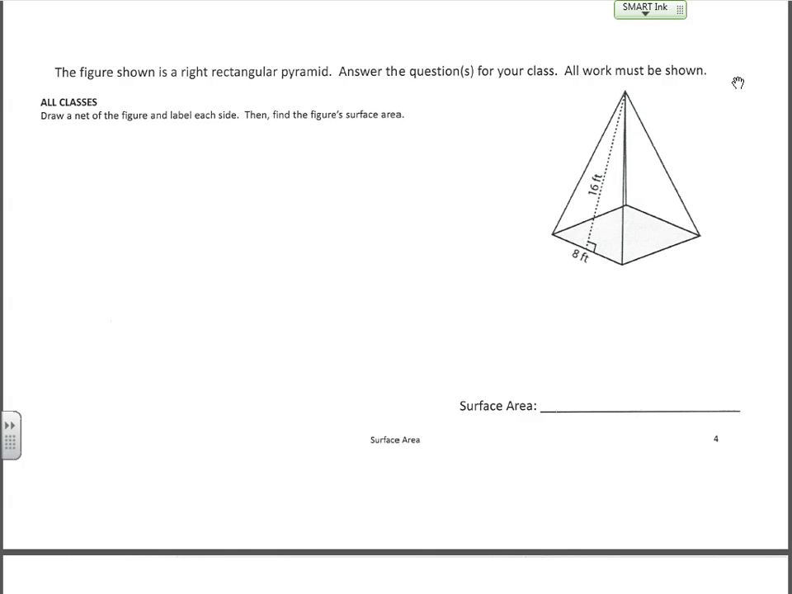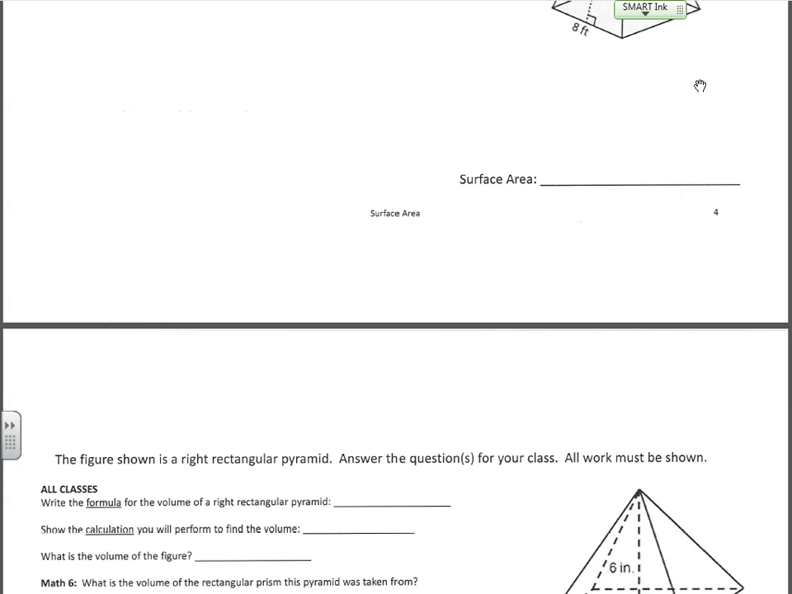Make sure that's 16 feet. That's the height of the triangle. It's not a diagonal side. So that's why that's important. Make sure you are drawing out the net and labeling each side if you want full credit for this one.